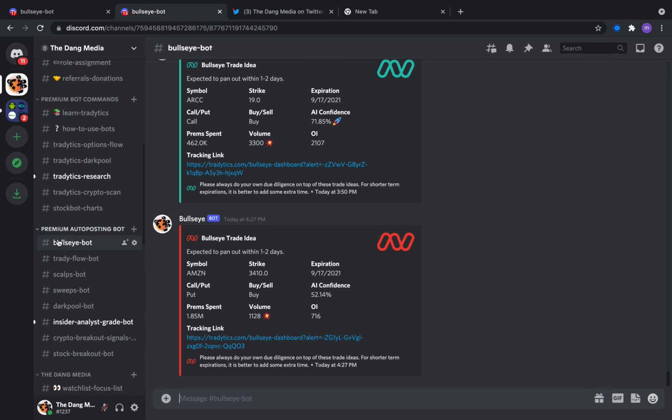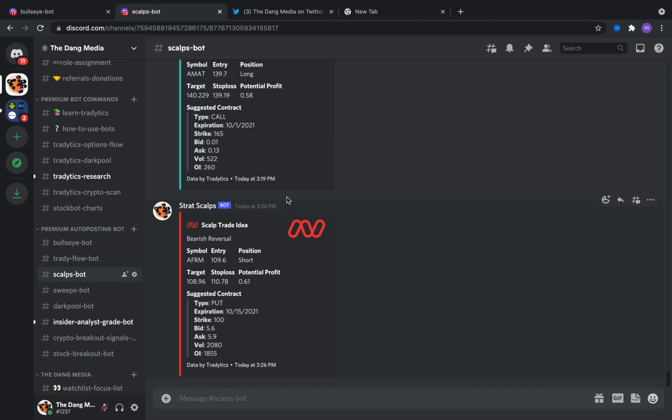So bullseye bot, these are trade ideas. This is flow. Scalp bots, these are strat scalps. The entries, stop losses and targets, most of them are based on the strat, and they just use the strat like pivots. So when you have 2-1-2 continuation reversals, it uses those pivots on that inside bar break. When you have 2-2 reversals, like a 2 down and then a 2 up, it'll use that 2 down trigger on that high. So these are strat scalps.